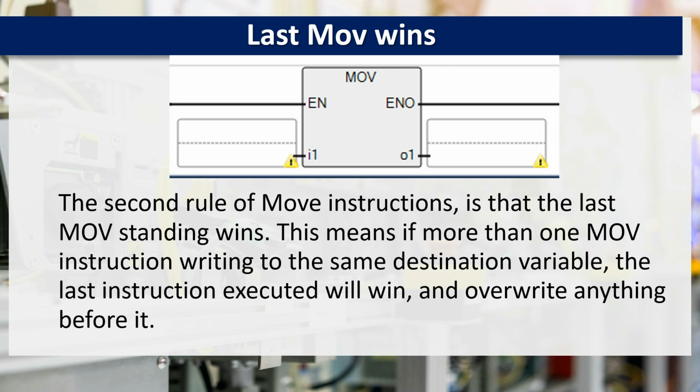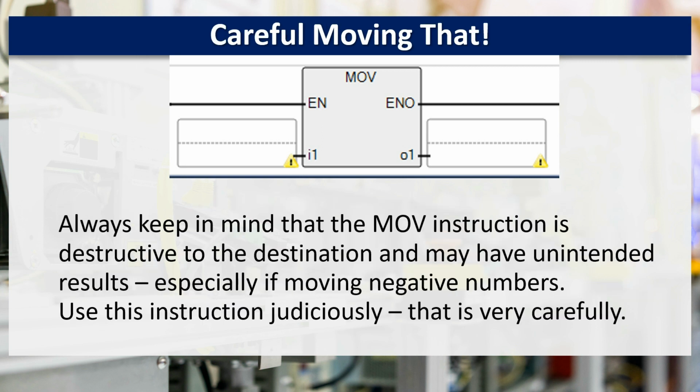Second rule of move instructions is that the last move instruction wins. This means if there are more than one MOV instruction writing to the same destination variable, the last instruction executed will win and overwrite anything before it. Finally, always keep in mind the move instruction is destructive to the destination and may have unintended results, especially if moving negative numbers. Use this instruction judiciously, that is to say, very carefully.